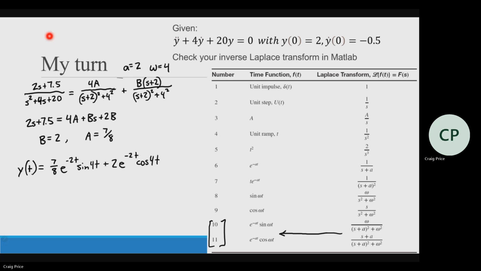That's okay. Wait, I got 7/8. No, this should be s plus 2, s plus 2. Yeah. Questions?